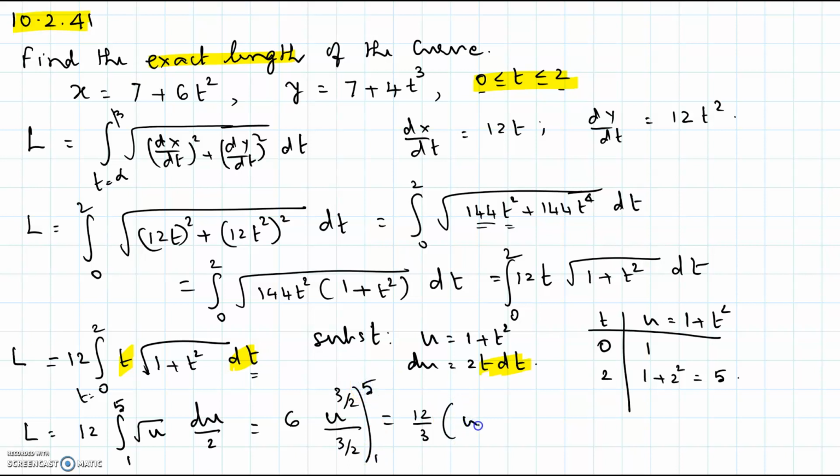So it is u to the 3 halves between 1 and 5. So it is equal to 4 times 5 square root of 5 minus 1. So the length of the parametric curve is 4 times (5 root of 5 minus 1). Hope this video helps.